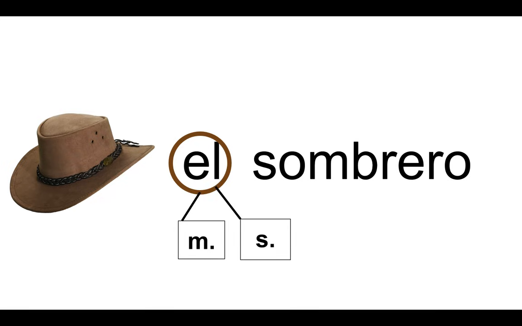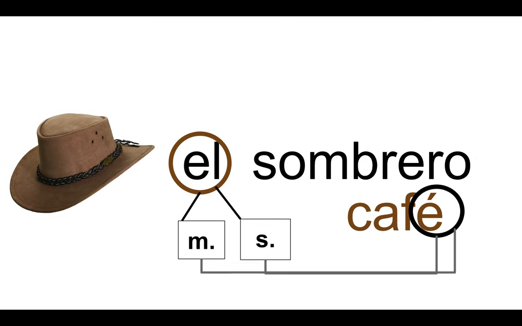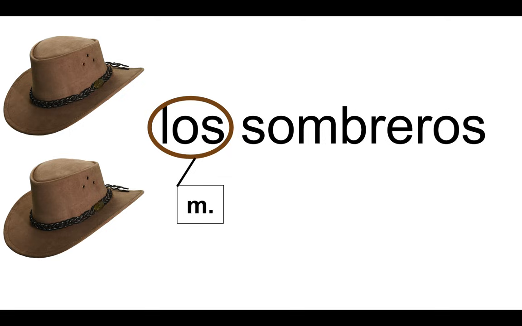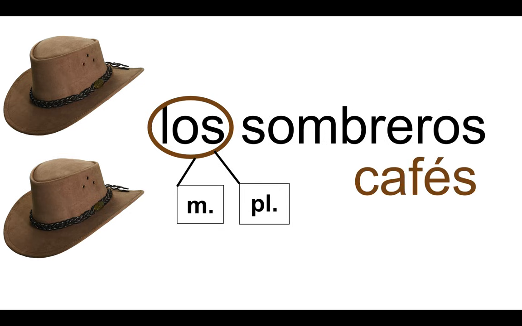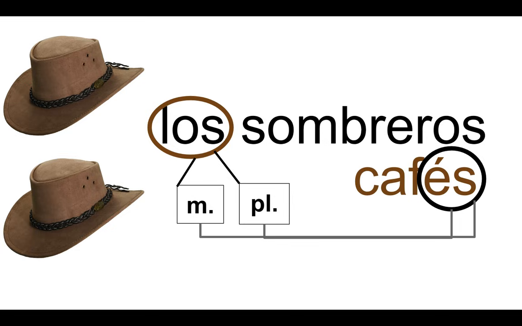"El sombrero" is a masculine and singular noun, which would need the masculine and singular form of brown to agree with it. "Café" is that adjective. It is masculine and singular, so these agree. If there were two brown hats, we would look at "los sombreros" to see that we have masculine and plural, so we need the masculine and plural form of brown to accompany it. "Cafés" is that adjective. It is masculine and plural to match the masculine and plural hats.